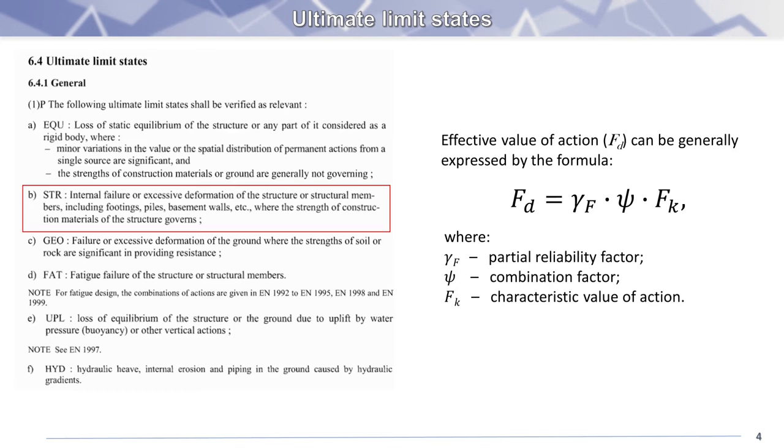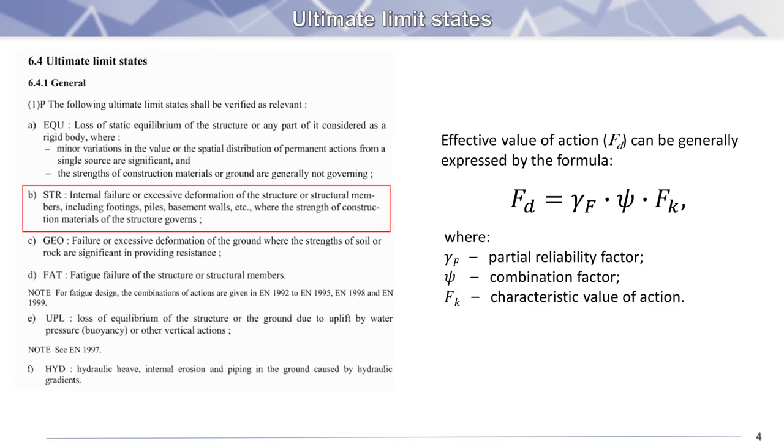The Eurocode basically defines four ultimate limit states, namely EQU, static equilibrium; STR, strength; GEO, failure or excessive deformation of ground; and FAT, fatigue failure. STR is the most significant ultimate limit state for structural calculations, when the strength of the building materials governs.